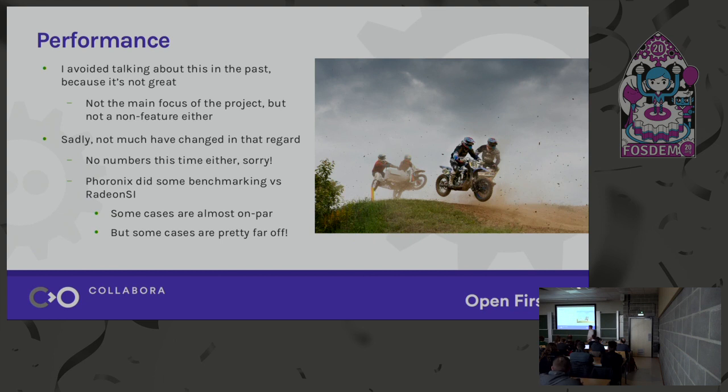Yeah, so not much has changed there. I don't really do any systematic numbers here, but Phoronix did a benchmarking of Zink on top of RADV versus RadeonSI, and I'm kind of surprised by the results. Some of the tests are almost on par. I'm guessing those are cases where we're GPU bound, and for some reason we happen to do things that are okay for the GPU, but some are pretty far off, and then we're talking about maybe 25 to 33% ish of the performance. So still usable, but not anything you want to game on, for instance.